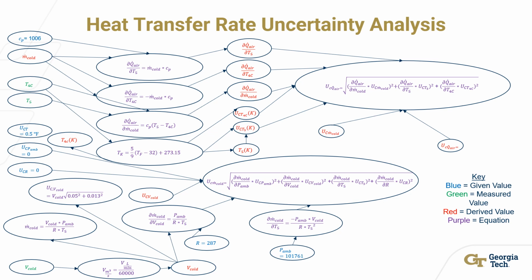Shown on the bottom right is a key that states the difference between given values, measured values, derived values, and equations used for these calculations. The accuracy and precision uncertainty for the pressure transducer, flow meter, and thermocouples will also be analyzed.